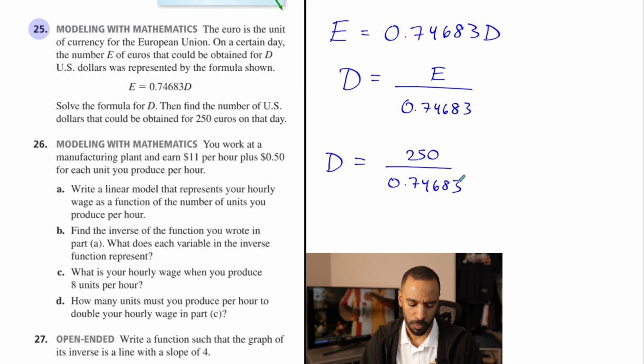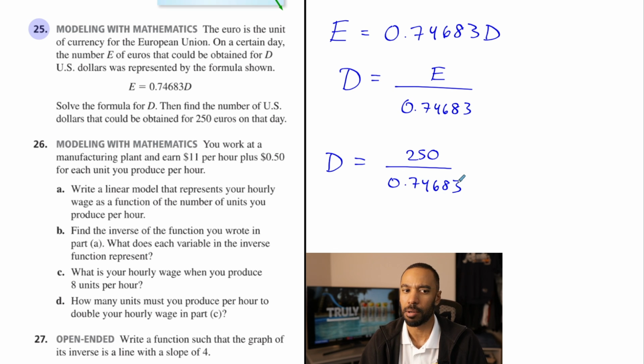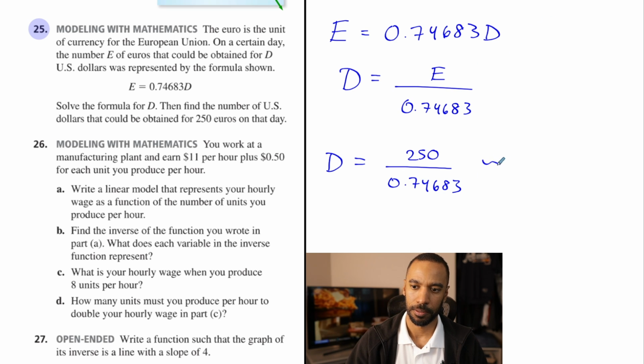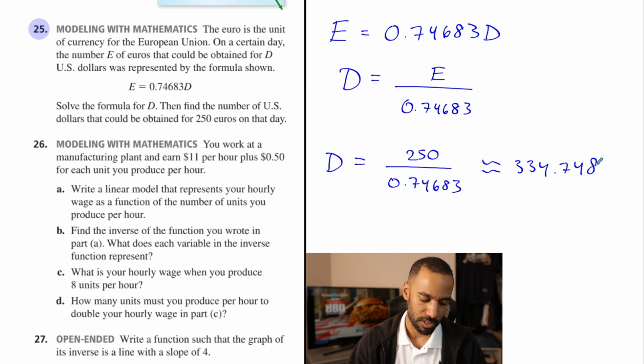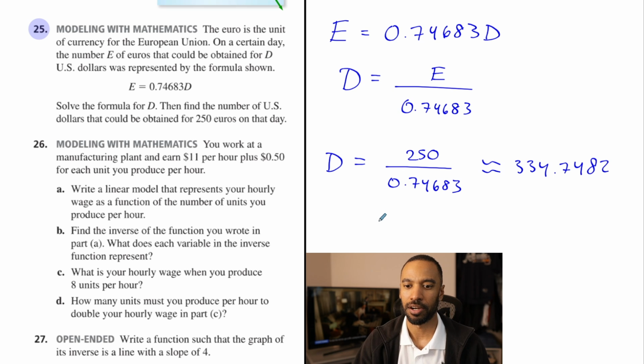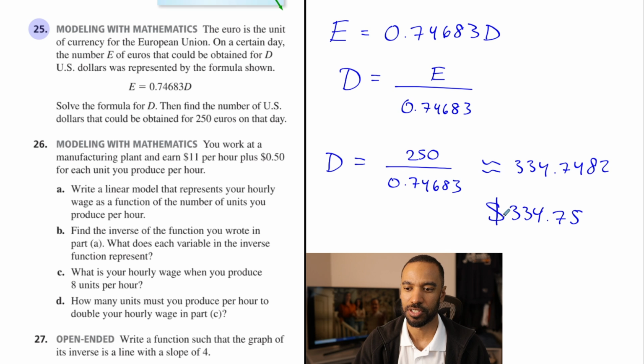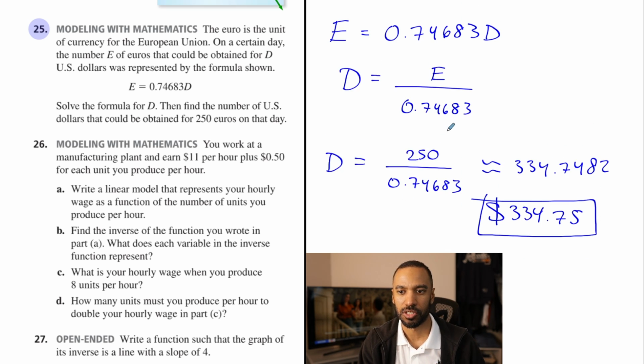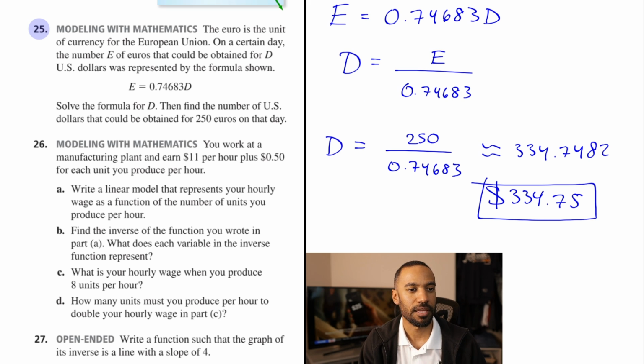And if it's a rounding thing, we'll go ahead and round to the nearest cent, unless they ask for something else. They said the number of dollars, so I'll put decimals. So 250 divided by 0.74683 is getting me 334 point, and there are a lot of decimals. It probably goes on forever, but 7482 is good enough there. So I'll say $334.75 about, if I round to the nearest cent. So that's how many dollars converts to 250 euros, and that'd be the answer.